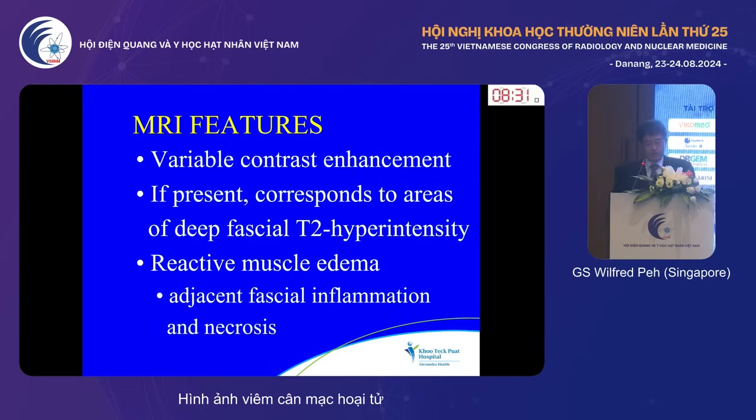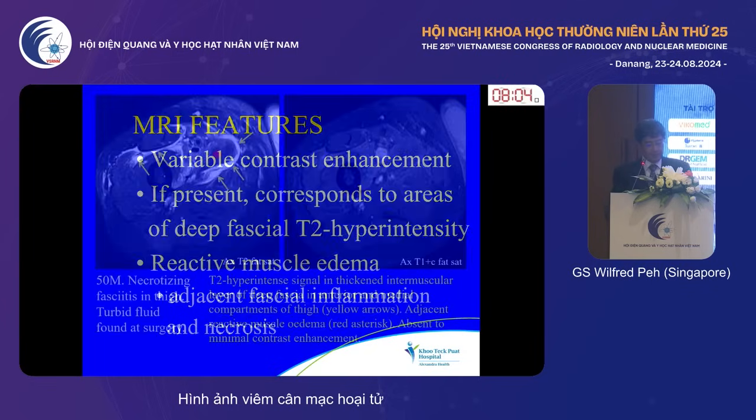Contrast enhancement is variable. So you can get no contrast enhancement, very slight contrast enhancement, or contrast enhancement that corresponds to the area of fluid on the T2 weighted sequences. And quite often you also get some reactive muscle edema. So there's increased signal in the muscles adjacent to the areas of deep fluid collection.